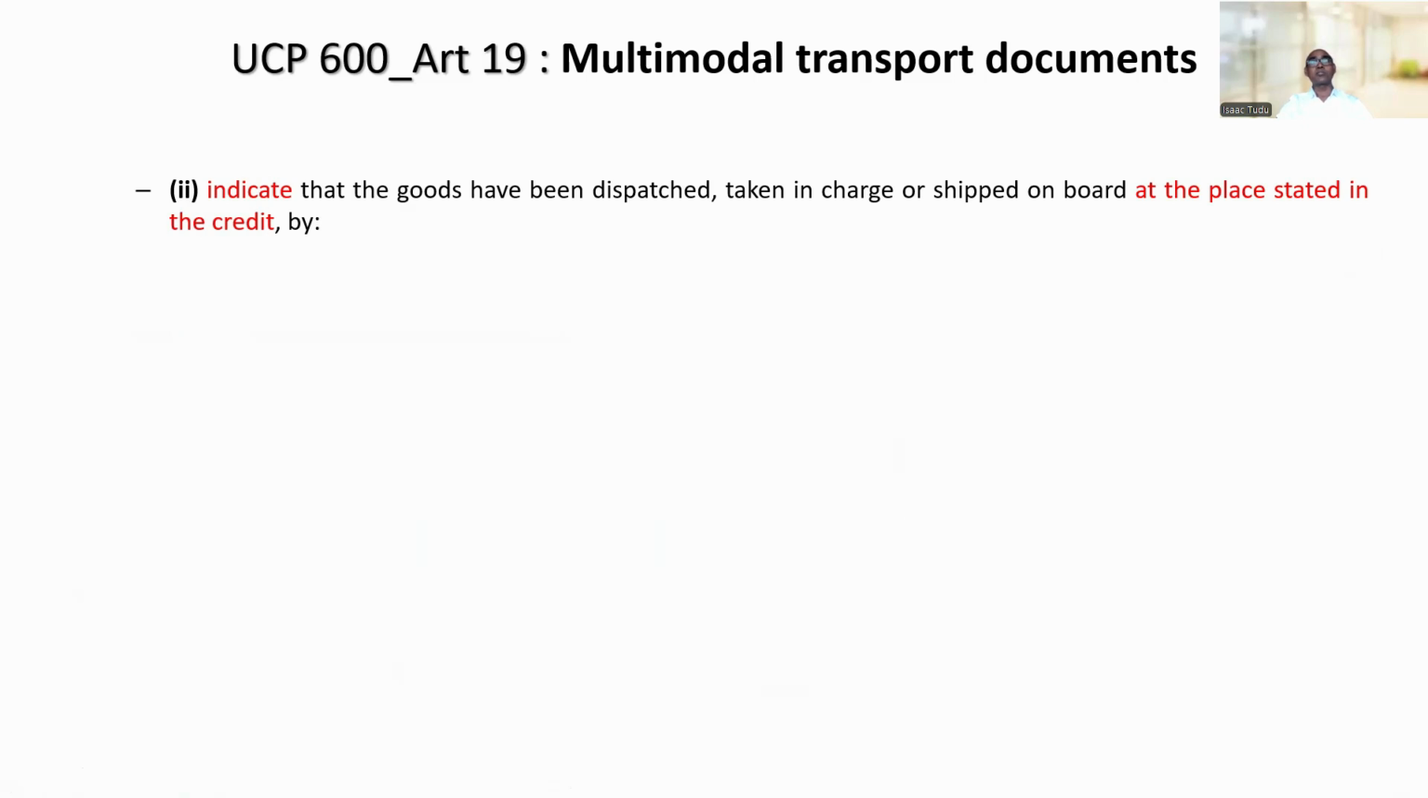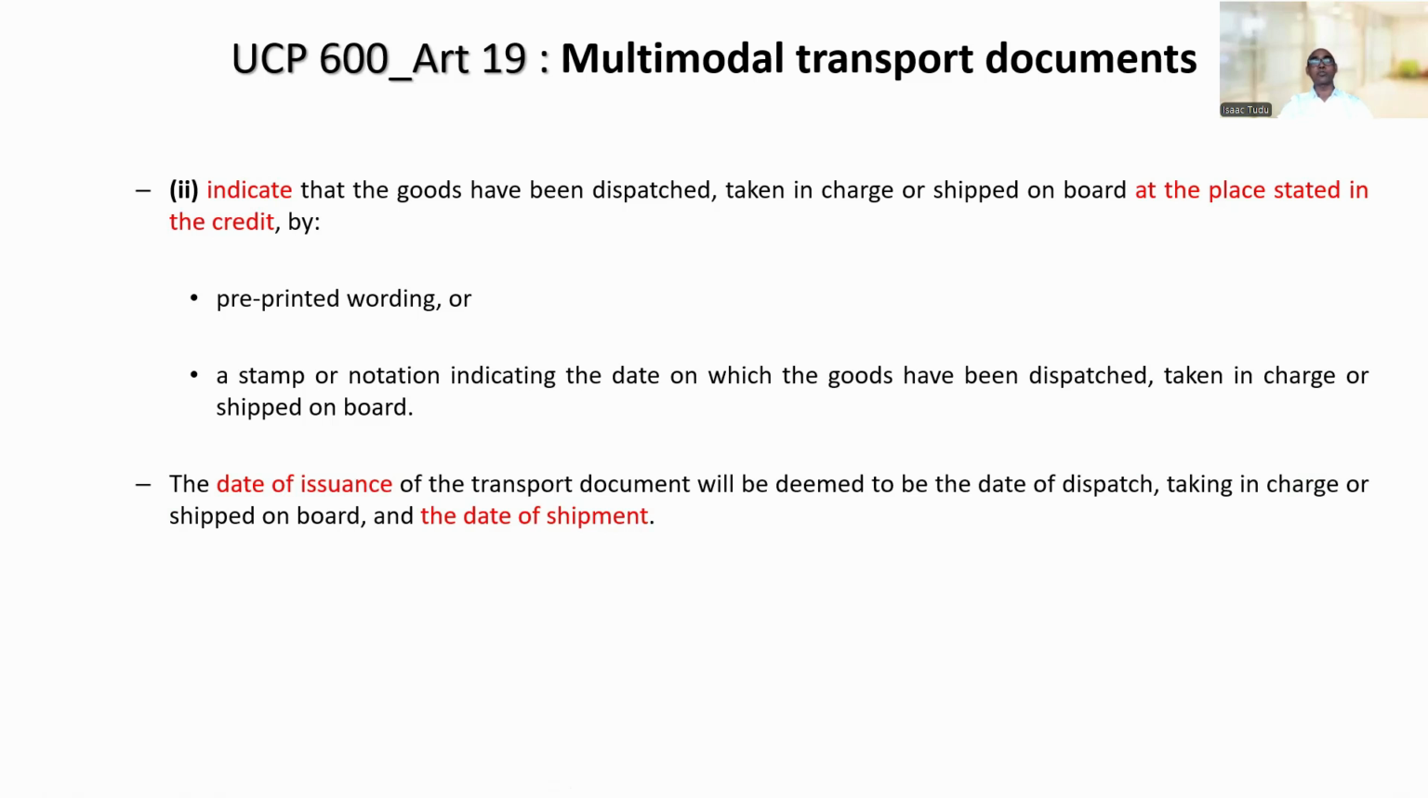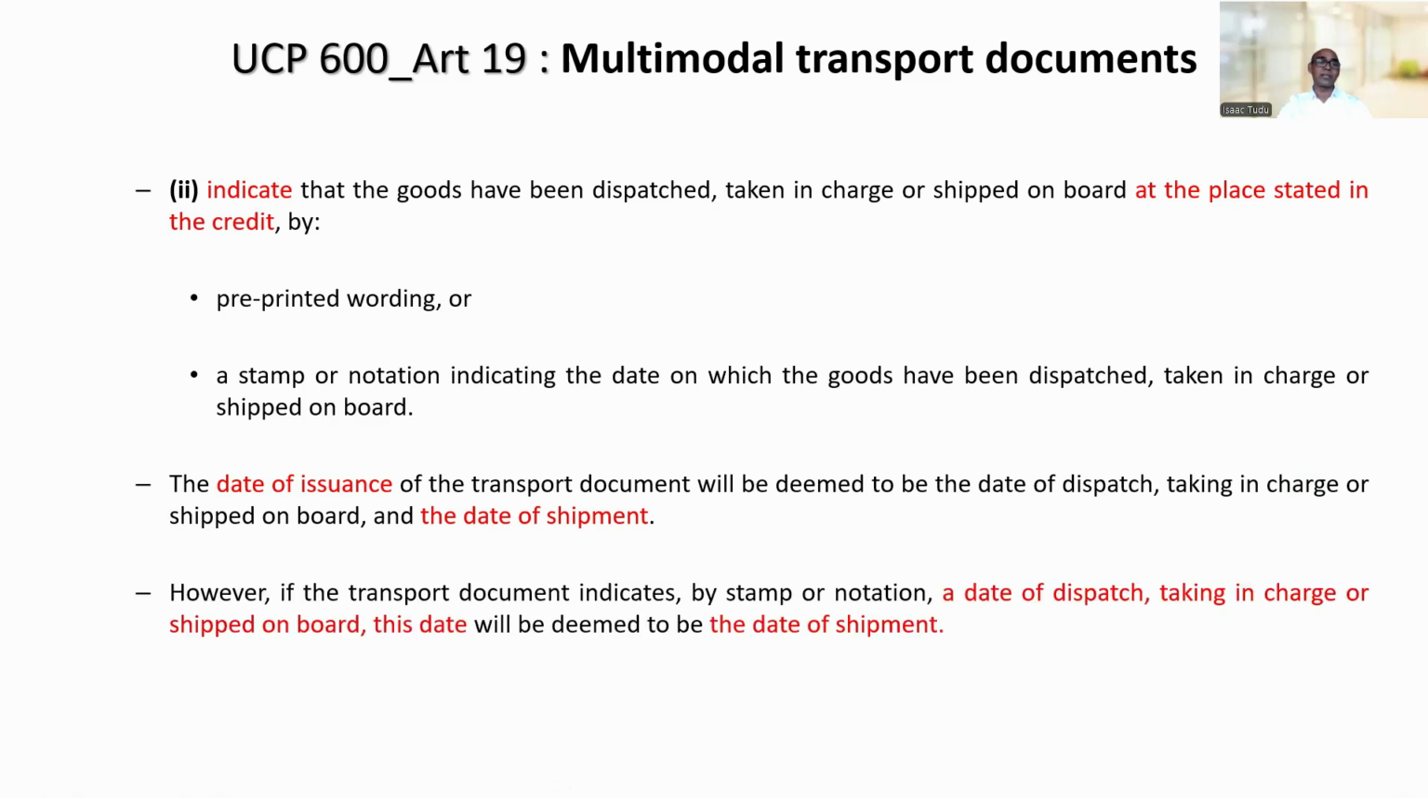19A2 says transport document must appear to indicate that the goods have been dispatched, taken in charge or shipped on board at the place stated in the credit by pre-printed wording or a stamp or notation indicating the date on which the goods have been dispatched, taken in charge or shipped on board. The date of issuance of the transport document will be deemed to be the date of dispatch, taken in charge or shipped on board, and the date of shipment. Further, it says, however, if the transport document indicates by stamp or notation a date of shipment, taken in charge or shipped on board, this date will be deemed to be the date of shipment.